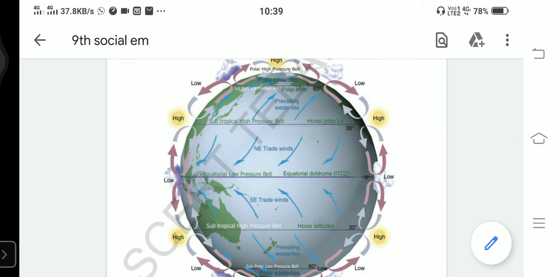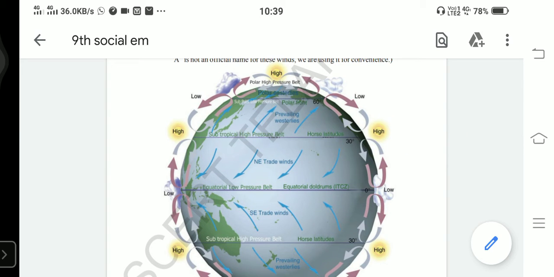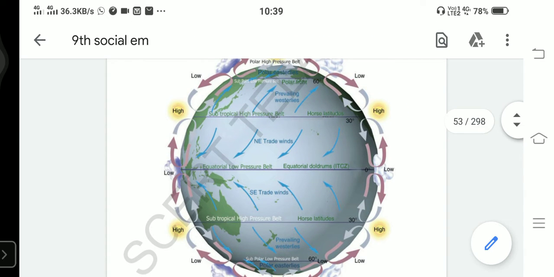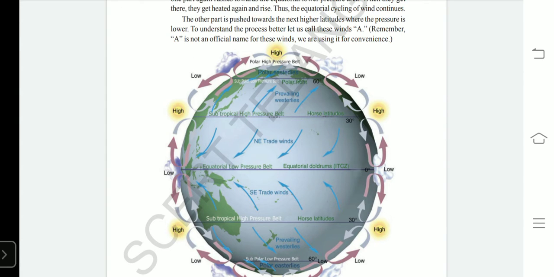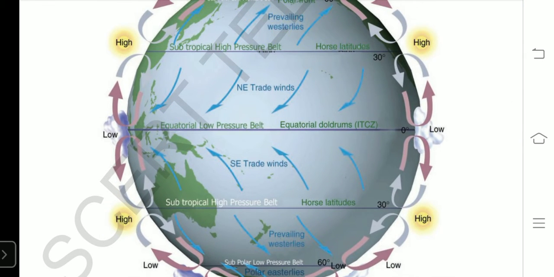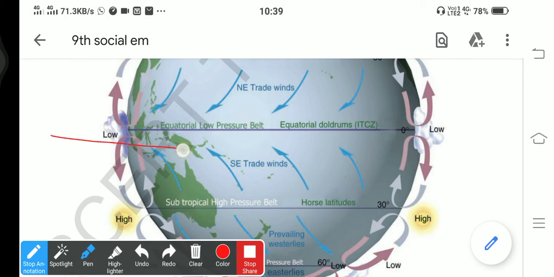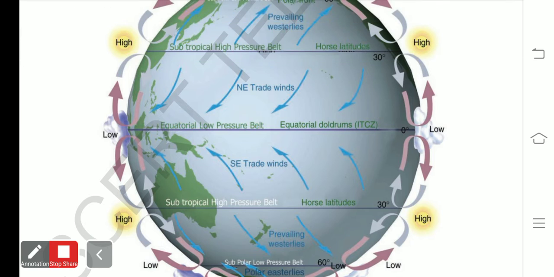So here we see that at the equatorial region, due to the low pressure belt, that is, the temperature is high. Listen very carefully, my dear students. At the equatorial low pressure belt, the temperature is high. First point, because of the vertical, direct falling of sun rays at the equator. There the sun rays fall directly on this area, that is the equatorial area, right? So here the temperature is high.